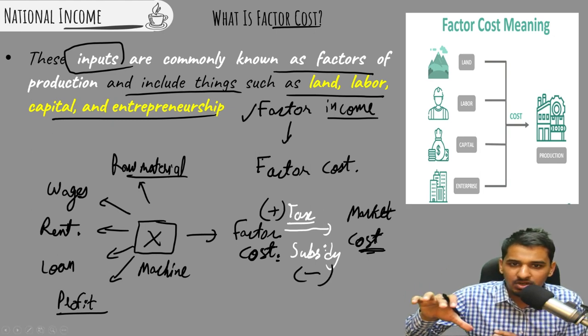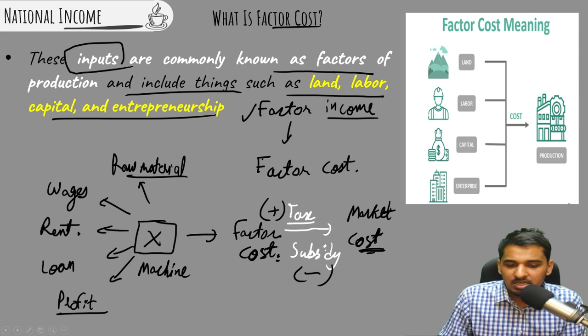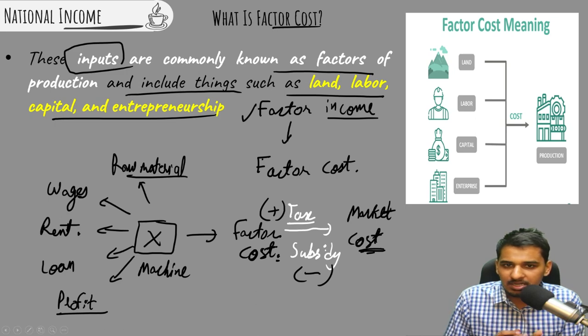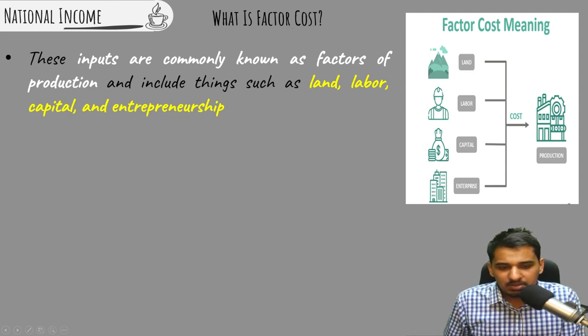So one is factor cost, which is calculated after you have paid for all the factors of production, and one is market cost, which is the cost which you calculate after adding taxes and subtracting the subsidies which government gives to you or which government takes from you. So this is the difference between factor cost and market cost. We will be seeing ahead also.